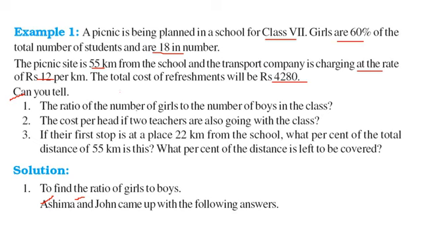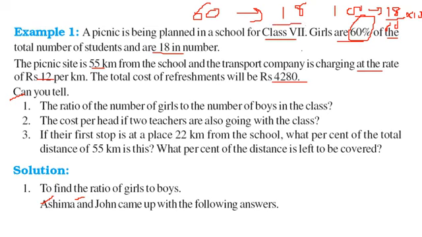So the ratio of the number of girls to the number of boys: girls are 60%. So 60% is how much? 18. 60% is 18. So what will be 100%? 100% will be 18 by 60 into 100, right? So these are the number of total students. When we find the number of total students, we subtract 18 from them, we get the number of boys. So we can just get the ratio.